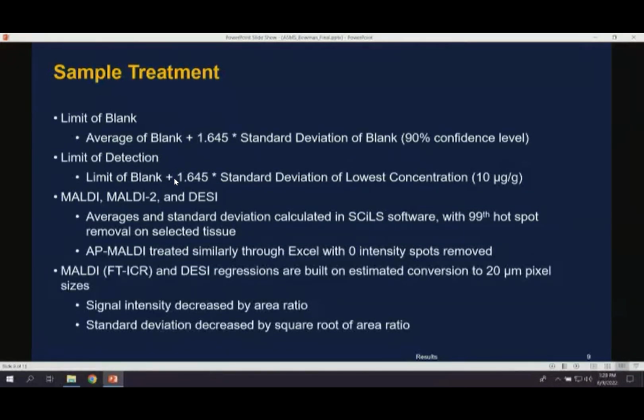Now, I mentioned that we're really looking at this for high spatial resolution, and I couldn't run everything at the same spatial resolution. So the MALDI FTICR data and the DESI regressions are built on an estimated conversion to a 20 micron pixel size. And I did this by taking the data I collected, dividing the signal intensity by the area ratio, and then dividing the standard deviation by the square root of the area ratio, so that it should be roughly similar to what we expect to see at 20 micron.